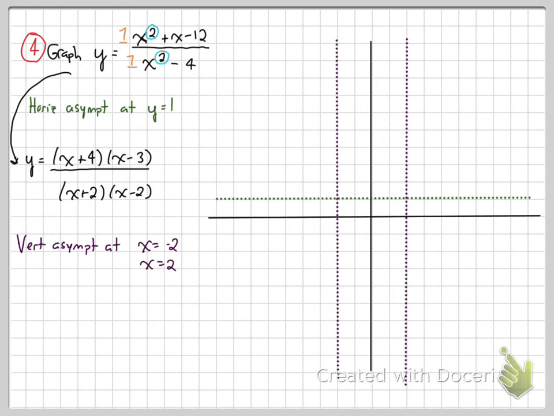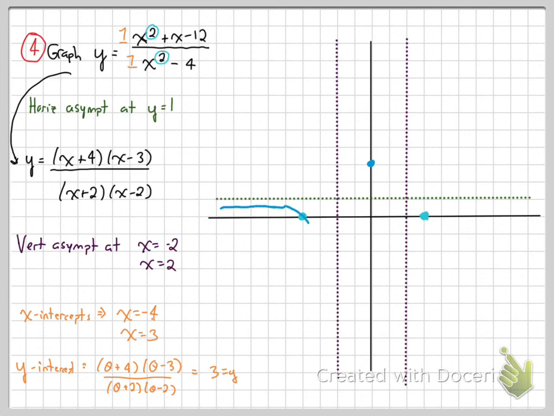Now that I have those barriers, I can start to plug in some key features to be able to sketch my graph. I have x-intercepts when my numerator is 0. So that would be at x equals -4 and x equals 3. So on the x-axis, I have points at -4 and +3. So I graph those so I can see where I'm at in terms of the asymptotes. Finally, to find my y-intercept, I plug in 0 for x, and I know that I have a y-intercept at +3. And the cool thing that I could do from here is that I know that these figures can't cross over any asymptotes. So I can just sketch my graph from there.